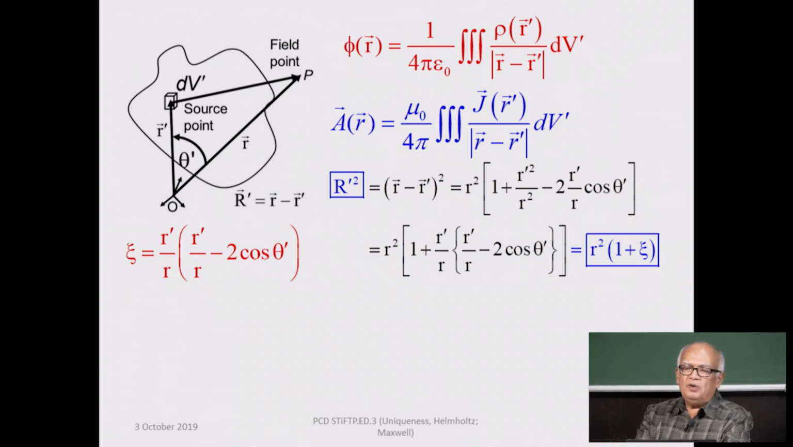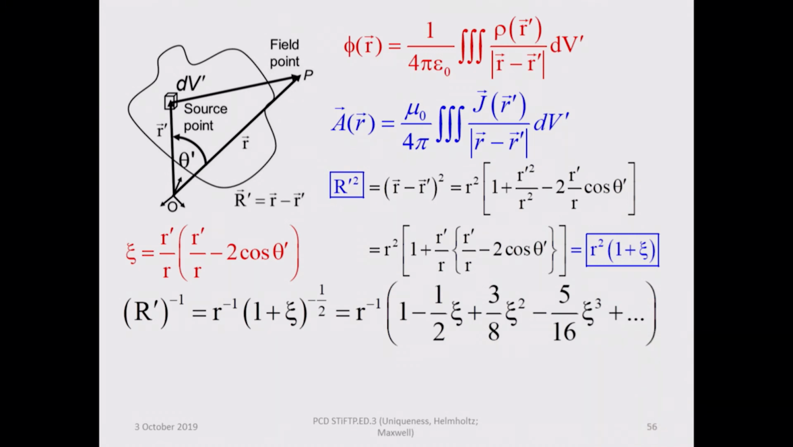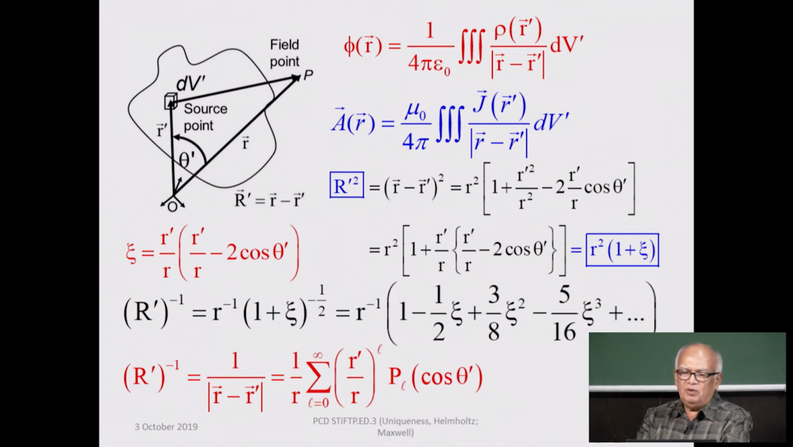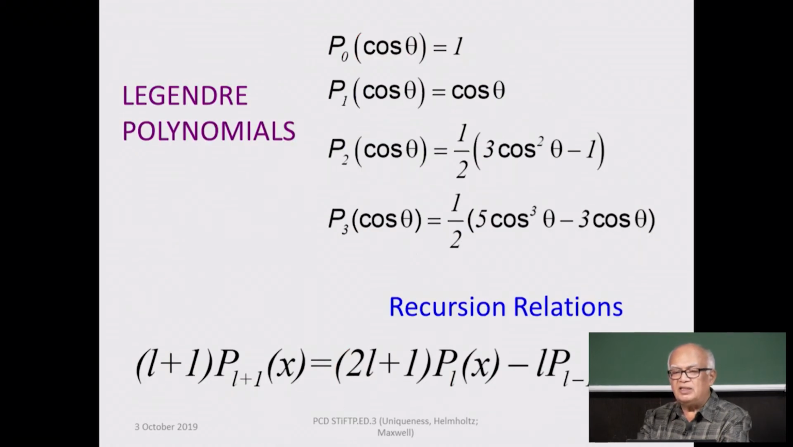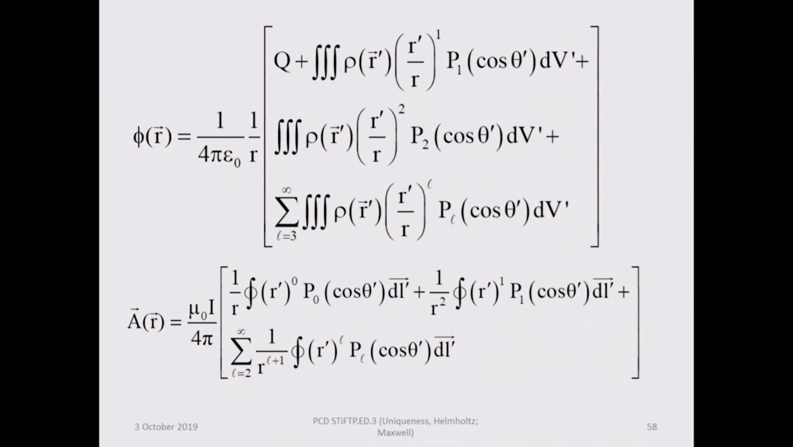Okay? And you can write this as a power series expansion of 1 plus xi to the power minus half, where xi is written in terms of this ratio r prime over r and the angle between the field point orientation and the source point orientation. Okay? So, between these two angles you have got the cosine of the theta, and you can write the 1 over distance in terms of these Legendre polynomials that we have discussed earlier, right? We discussed this in one of our earlier discussions.